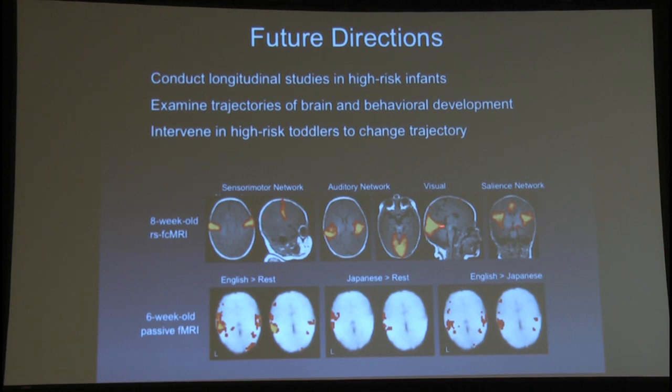The visual network is already there. And even the salience network of what's important and what's not is already there. These networks have already formed. They're already starting their formation at 8 weeks of age. Functional? How functional are these networks?